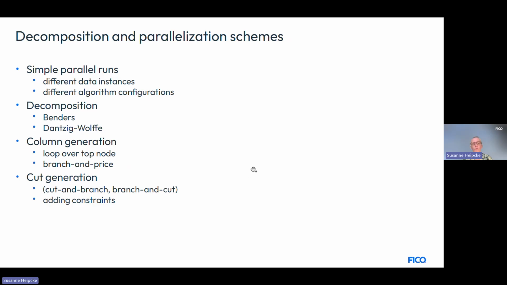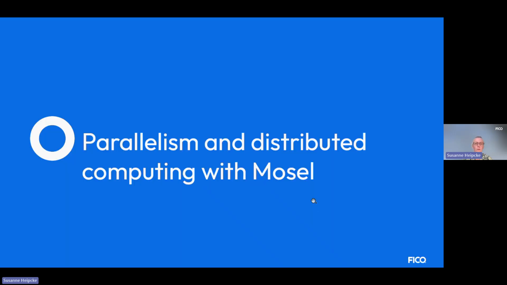Now, for schemes, you have various possibilities. Straight away, you can set your solver to run with different configurations and have these talk to each other while they're running and exchange updates, for instance on solution values or the lower and upper bounds. Then there are formal decomposition schemes, column generation, or cut generation. I'm going to talk about some of these, but not all, in today's session.